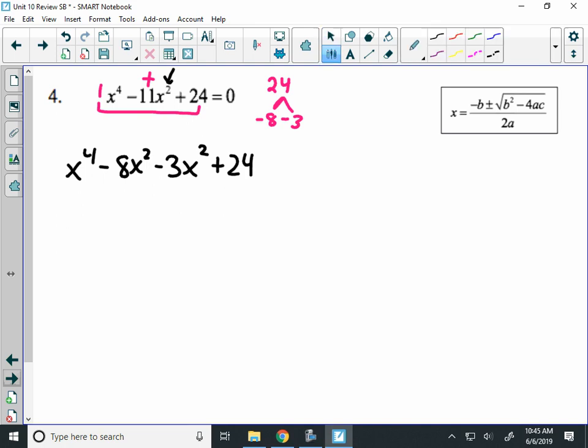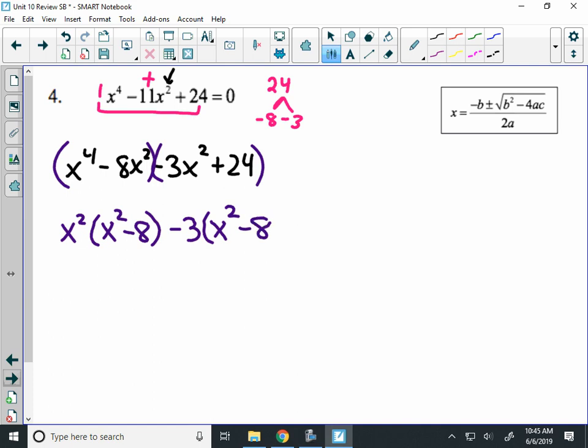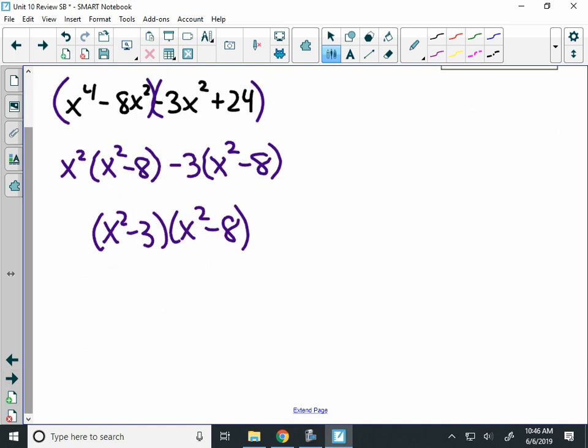I'm going to factor by grouping, and I'll pull out an x squared, which will be x squared minus 8, and then minus 3. So my factored form is x squared minus 3, x squared minus 8. Now, none of those factor anymore, so I'm just going to go ahead and set those all equal to 0 to get the roots.